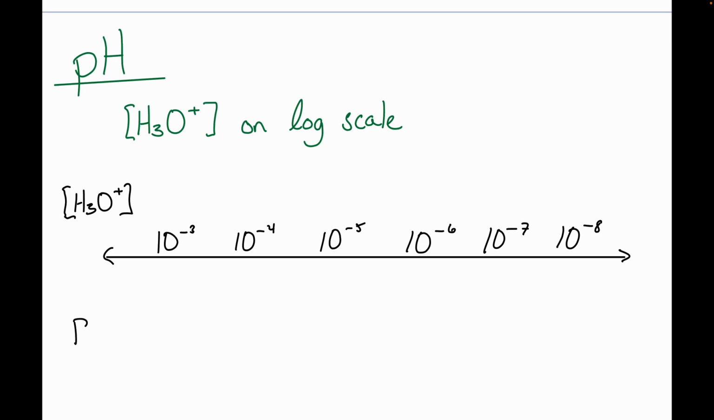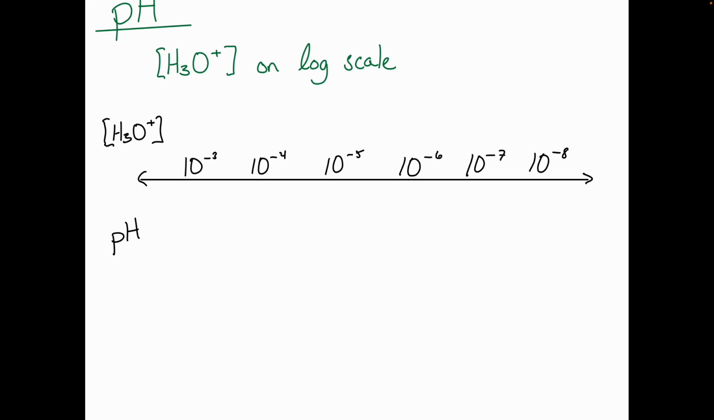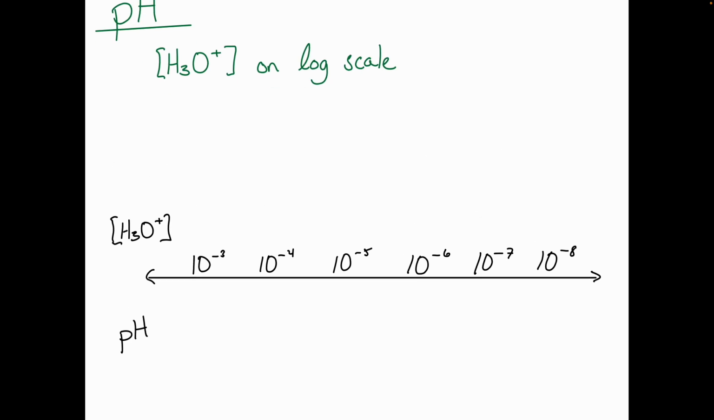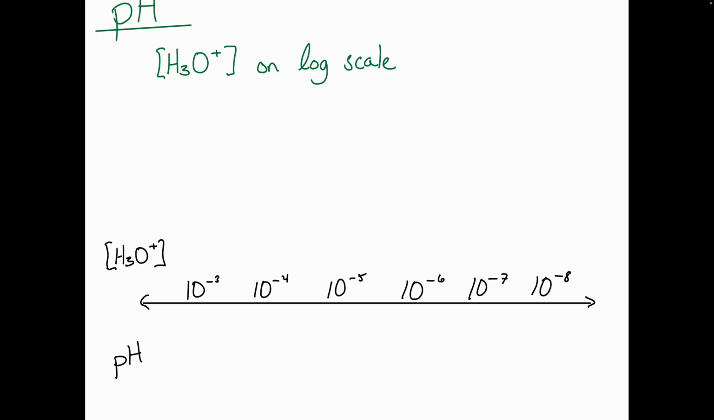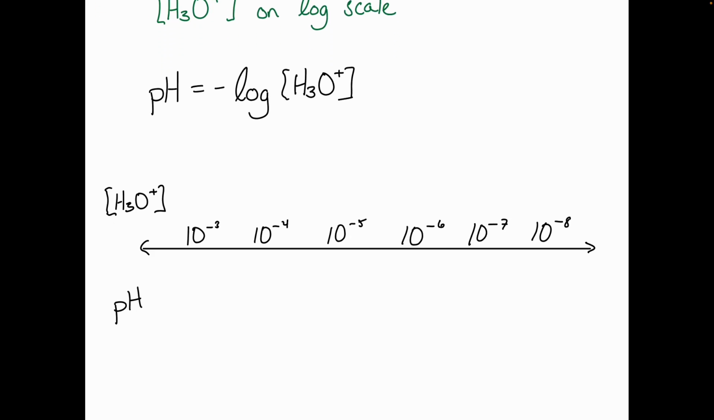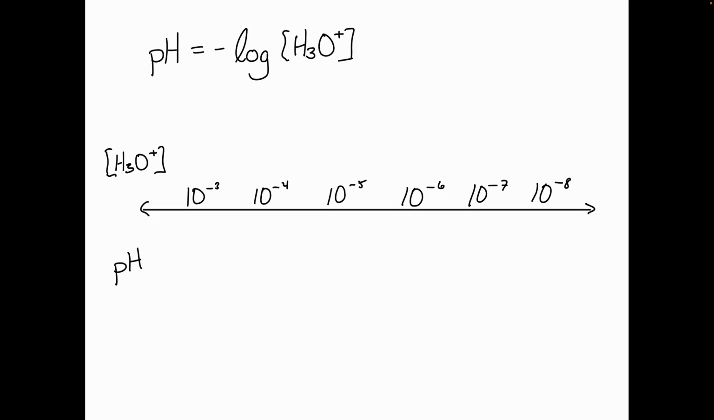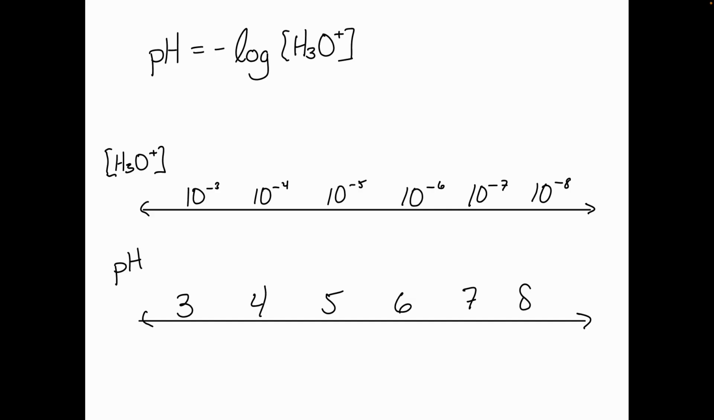If we convert this to pH, our definition for pH here is that pH is equal to the negative log of that hydronium ion concentration. So if we take these same concentrations of hydronium ions but put them on our log scale, the pH of a solution where the concentration is 10 to the negative 3 would be 3. 10 to the negative 4 would be 4. 10 to the negative 5, 5, etc.